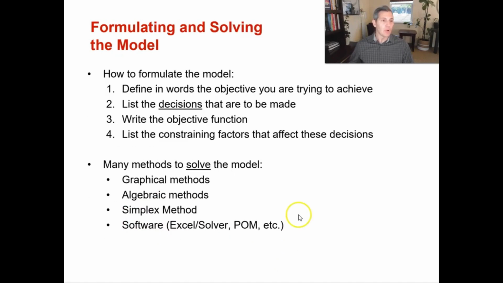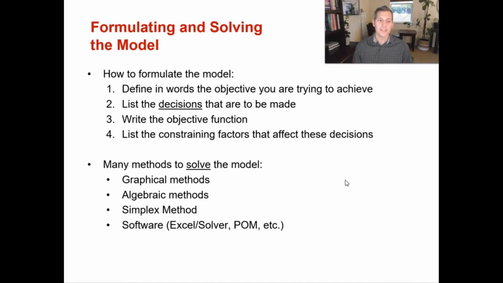So, formulating and solving the model. How do we structure this problem? Well, the first thing we do is define in words the objective that we're trying to achieve. Okay, what is it that we're trying to achieve? We're trying to maximize profit or minimize costs. Next, we list the decisions that are to be made. So, am I trying to build Apple Watches, iPods, and iPhones? That would be my X1, my X2, and my X3. Write out the objective function. So write out that objective that we discussed. So maximizing profit would be max Z equals something.